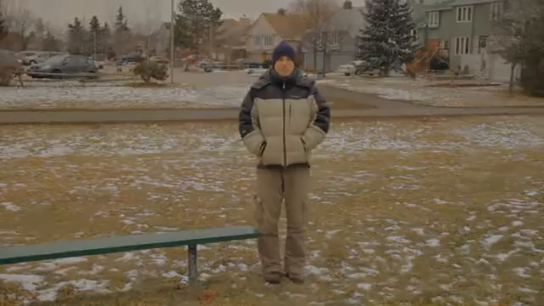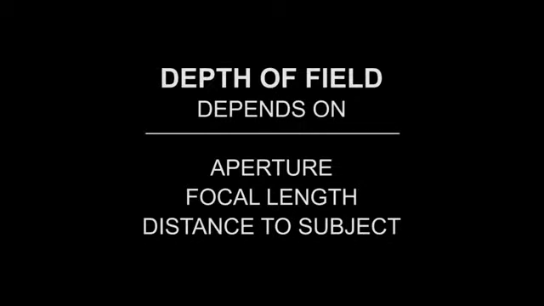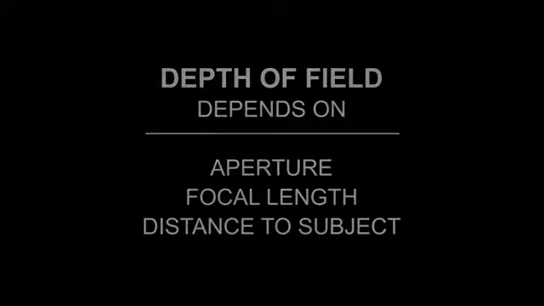And really, there are only three things that affect your depth of field. Those are the aperture size or setting, the focal length of your lens, and also the distance to the subject. Before I explain each one, let me talk about the depth of field itself. What is it? It's basically the portion of your scene that appears sharp or in focus.